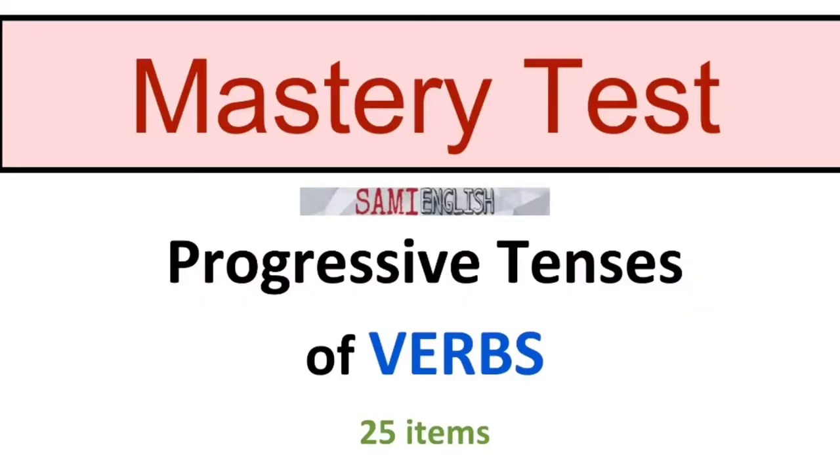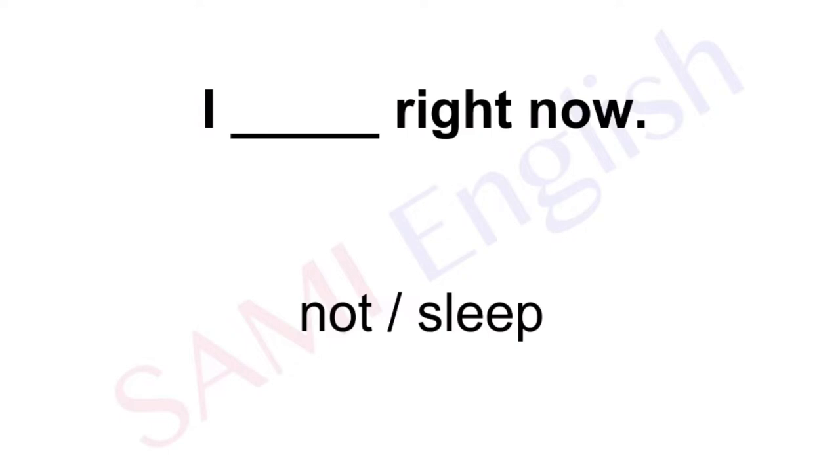Once again, this master test is a combination already of the three tenses that we discussed last time. Past, present, and future progressive tenses of verb. For example, I blank right now. The time indicator used here is right now.